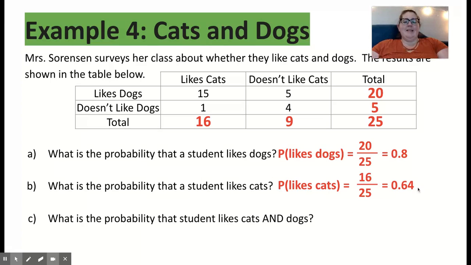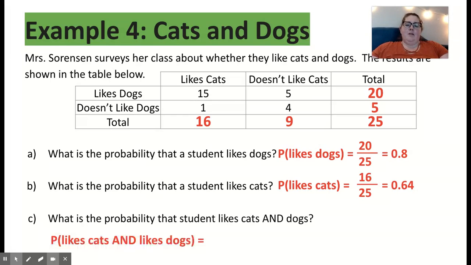So I can see in the table the number of people who like both cats and dogs, so I'm just going to use that. My probability that someone likes cats and dogs: there are 15 people in our table who liked both out of 25 people total. And that's how I'm going to deal with that problem. So 15 out of 25, which is 0.6. So when I have a two-way table, the easiest way to deal with any probabilities is to just use the table.